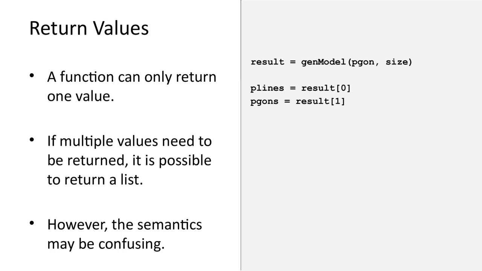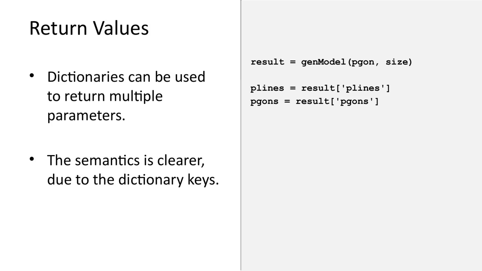Functions always return either nothing, or they return one value. If multiple values need to be returned, then we can again use a complex data type. In some cases, lists of values can be used. However, there may again be an issue with semantic legibility. In the example, the function returns a list containing 2 lists, polylines and polygons. But it may be easy to forget the order.